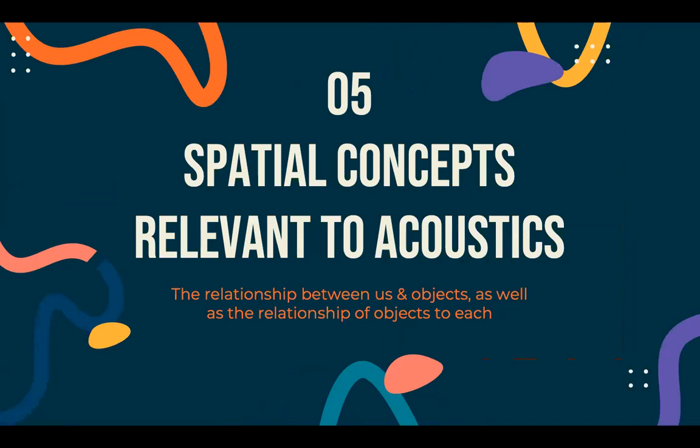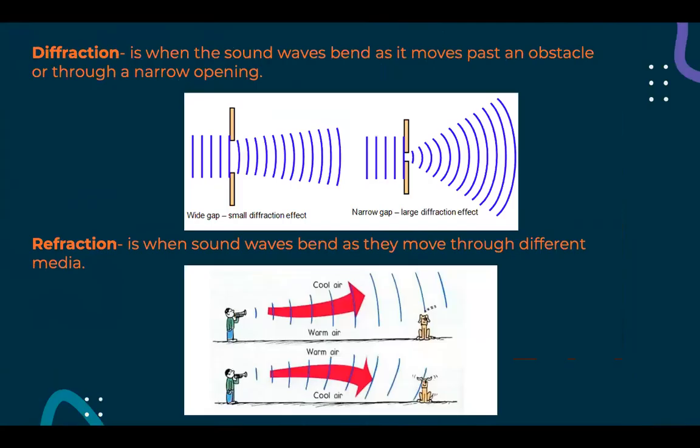Now moving on to spatial concepts relevant to acoustics. For spatial concepts, we're going to be talking about the relationship between us and objects, as well as the relationship of objects to each other. Here are the terms. First is diffraction. It is when the sound waves bend as they move past an obstacle or through a narrow opening. We have an example here.